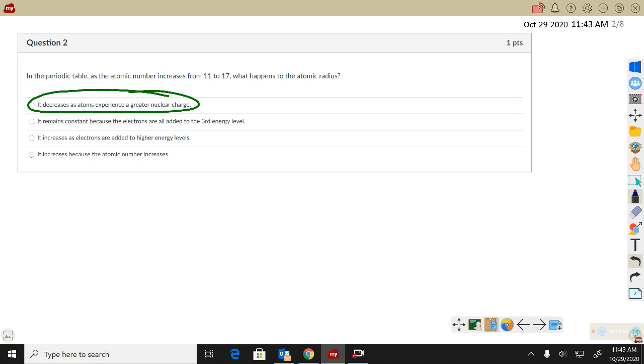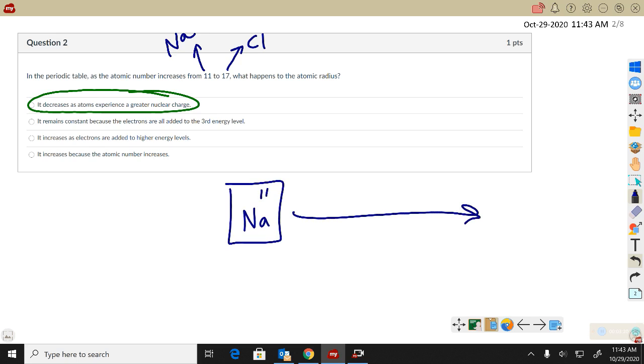Now going across is another story. Going across from element 11, which would be sodium, to number 17, chlorine. This is sodium. This is chlorine. Now we're going across the periodic table. Sodium way over here is number 11. And then all the way across to the P block, I'd hit chlorine number 17. Okay, so this is a different situation.